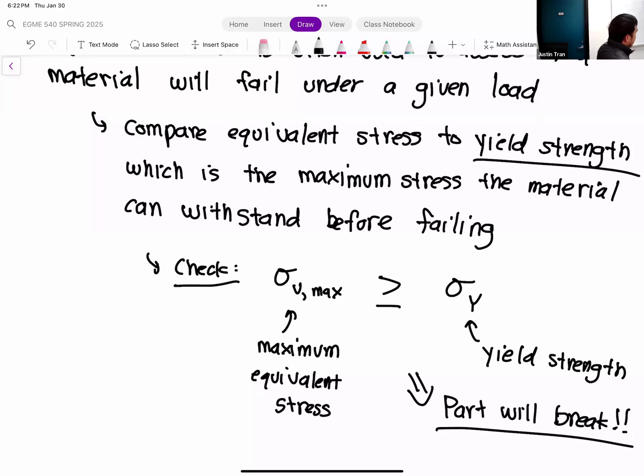If you're designing your part and you bring the equivalent stress right up to the yield strength, that's a little bit risky. Unless you're working on airplanes, you don't want to be designing something that's right before it breaks. That's usually not a comfortable place to be. So usually what's done in design is to apply something called a factor of safety.